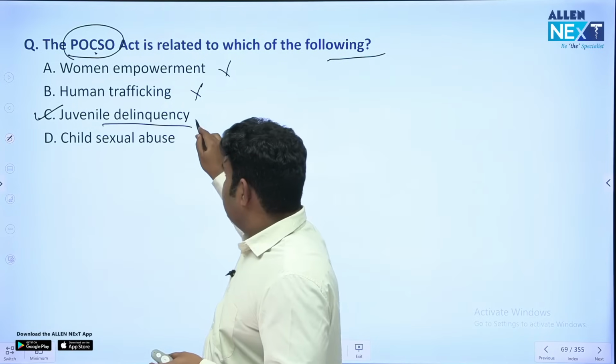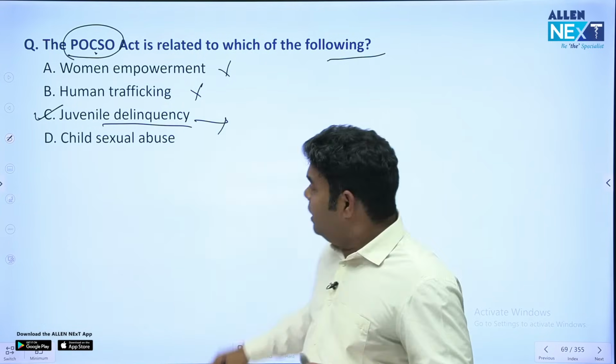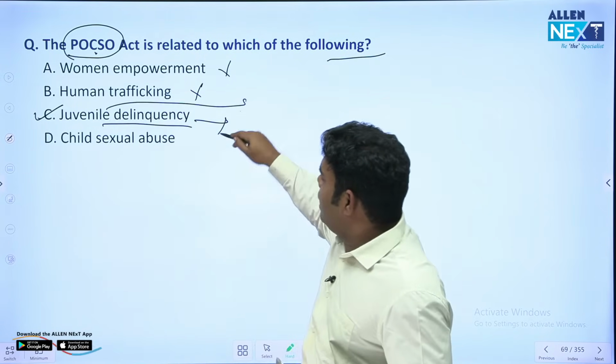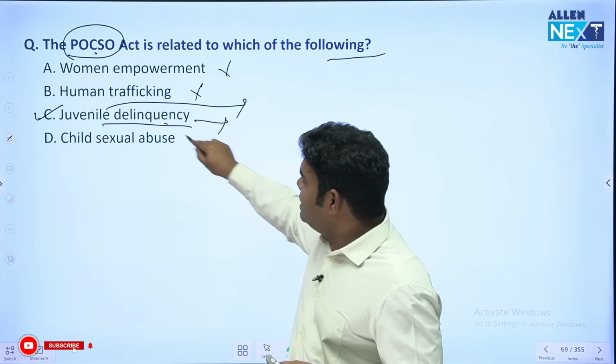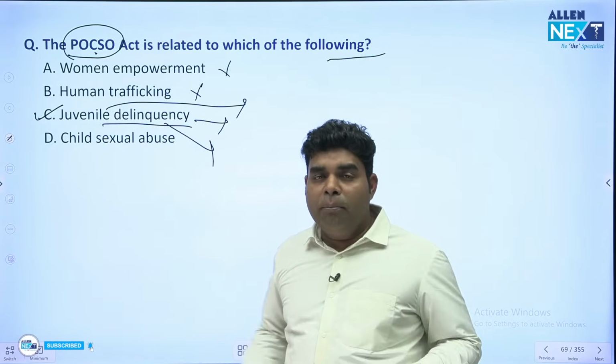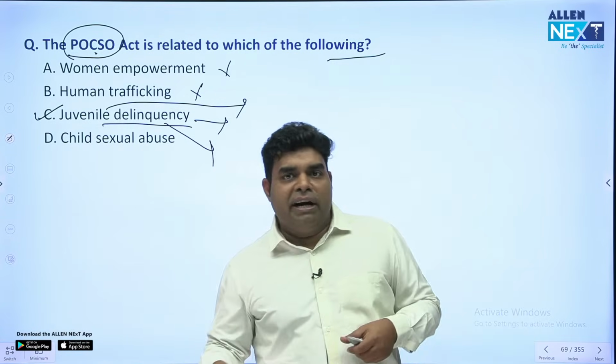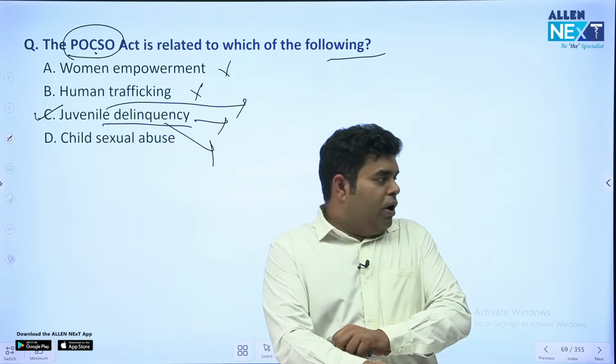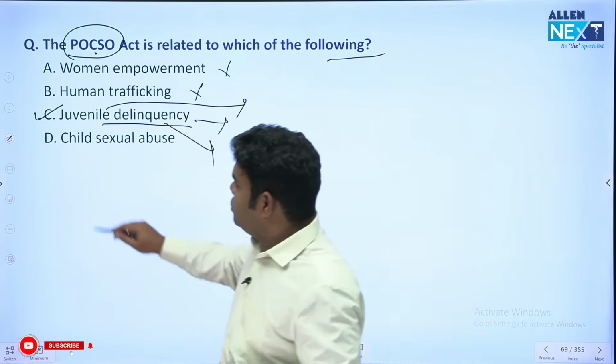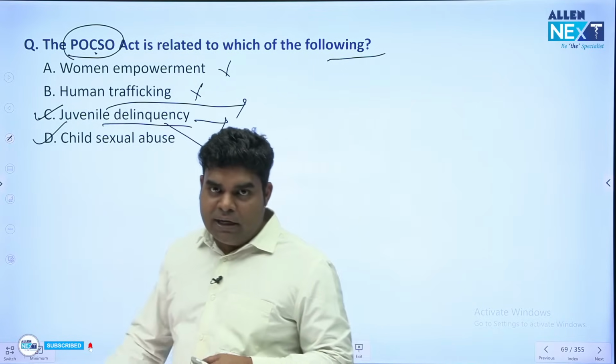What is juvenile delinquency? Juveniles are those who are adolescents. Delinquent means they are not following the society norms. They are going away from society. They are doing things which are different than expected. So for juvenile delinquency we can use it. For child sexual abuse also we can use it.